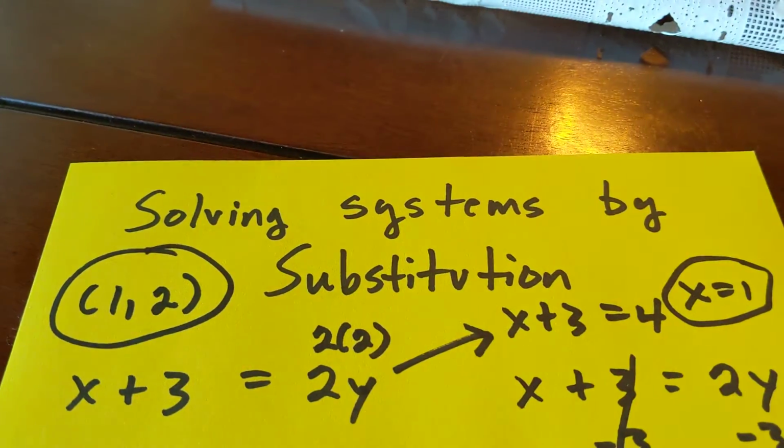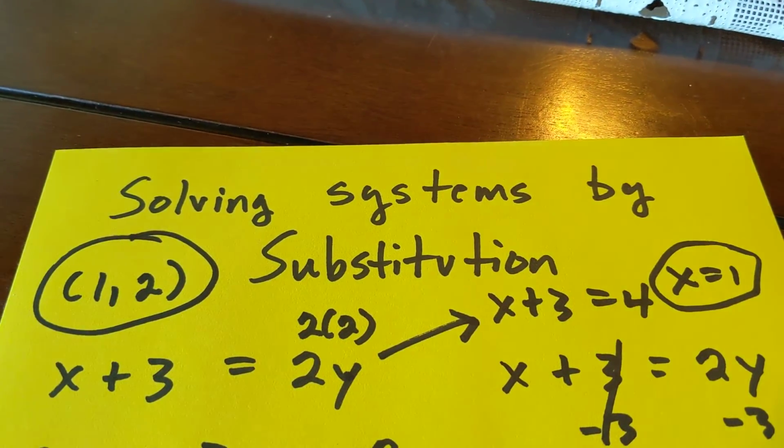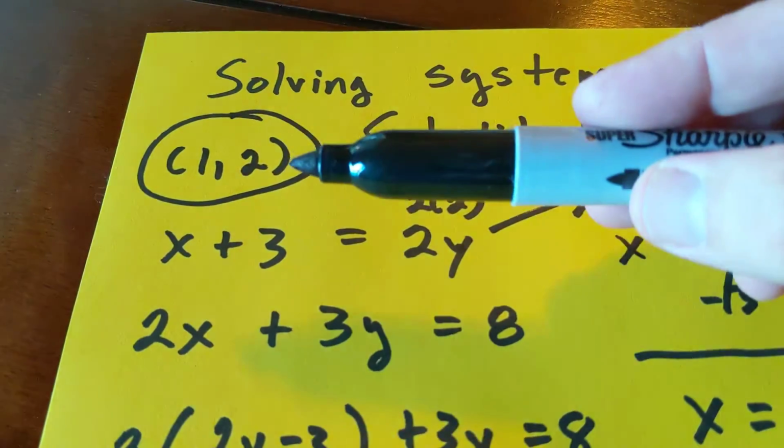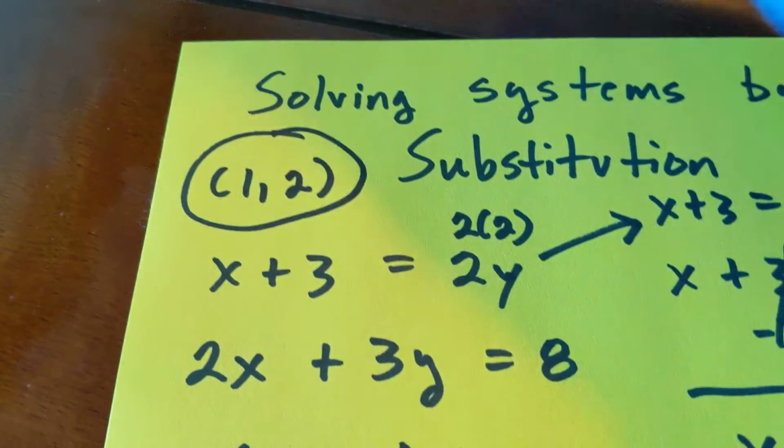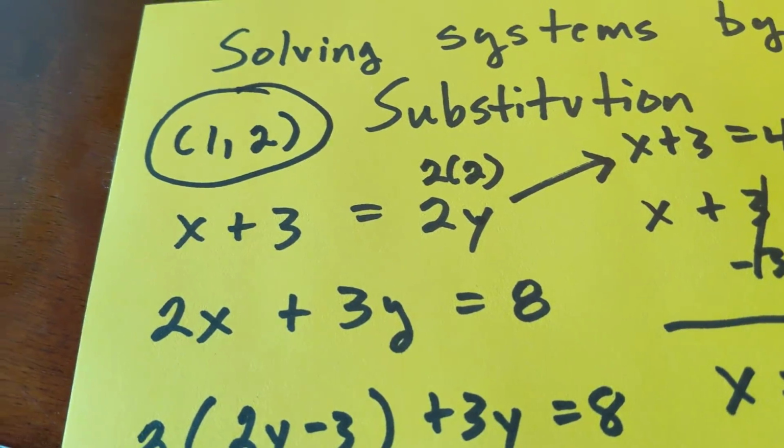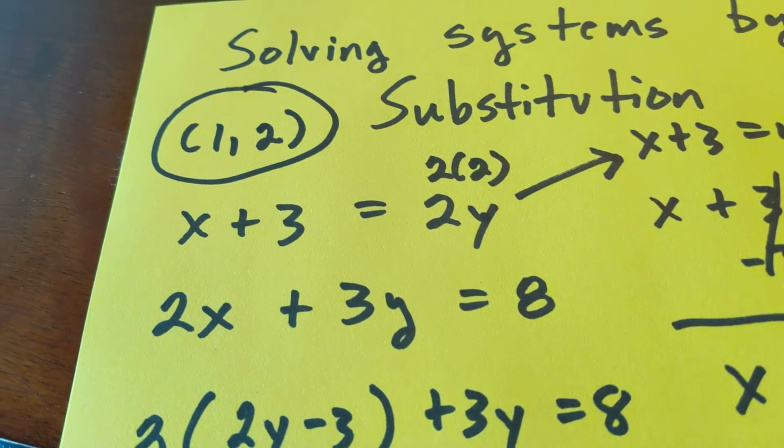Hey, this is solving systems of linear equations by substitution, and the answer for this particular system was the ordered pair 1, 2. x is 1, y is 2. And so that is substitution.